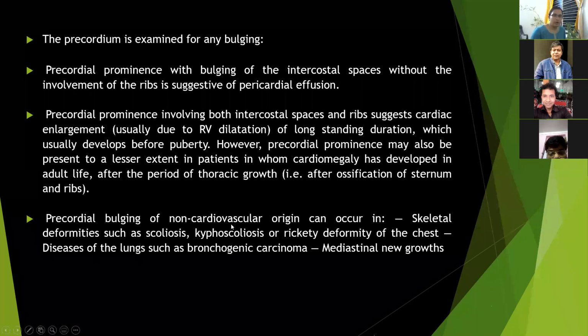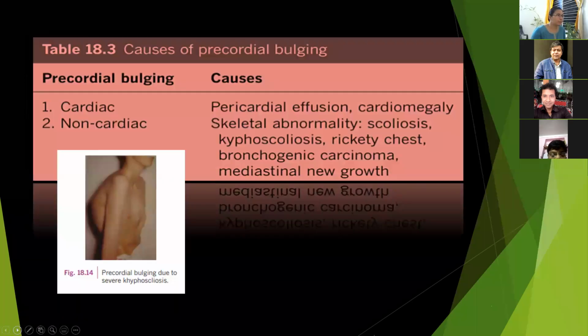Precordial bulging of non-cardiovascular origin can also occur. So it means involvement of only the bones. It can occur in scoliosis, kyphoscoliosis, or rickety deformity of the chest. So this is precordial bulging due to severe kyphoscoliosis.